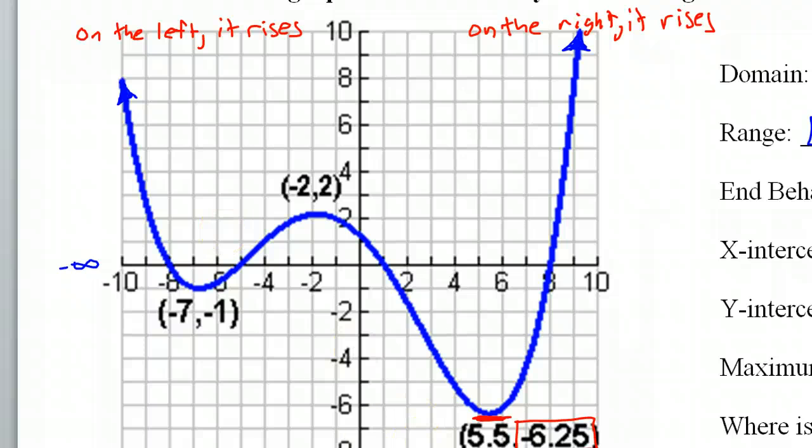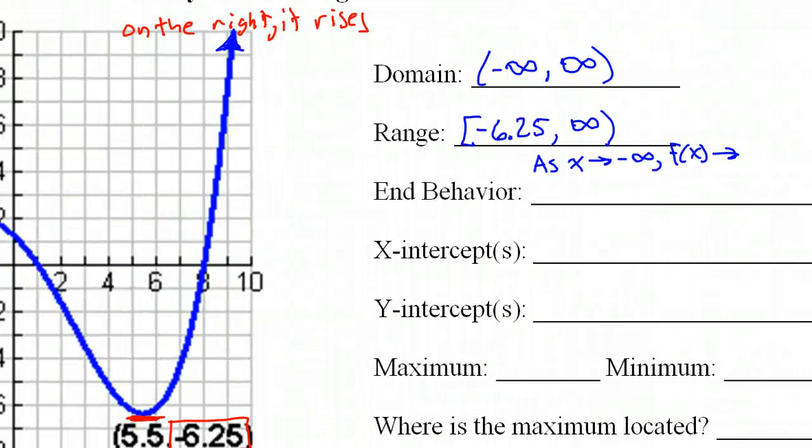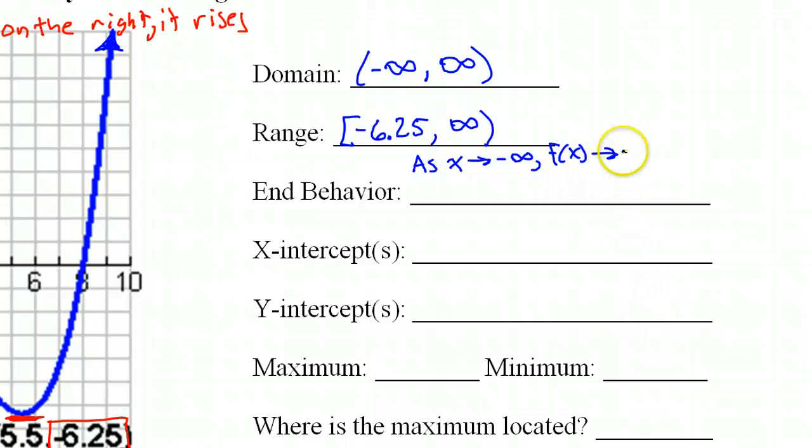Well, it rises, the function goes up and up and up. So how do we show that? We say it approaches positive infinity. So this is a symbolic way of saying on the left, the function rises. As x approaches negative infinity, the function approaches positive infinity.